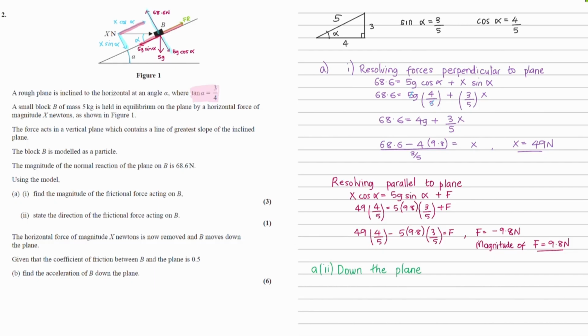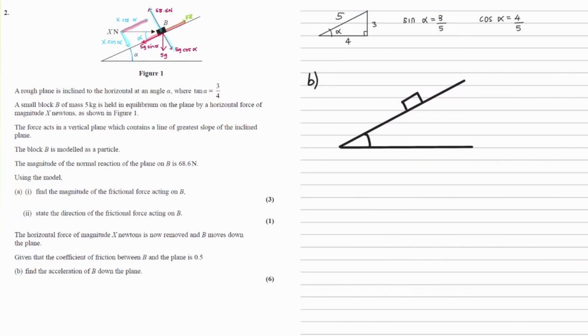We are then told the horizontal force of magnitude x newtons is now removed and B moves down the plane. Given that the coefficient of friction between B and the plane is 0.5, part B says find the acceleration of B down the plane. So because x is now removed, we would now have to redraw this diagram and put in the values that we know. We already know the weight would be 5g, and the components of this parallel and perpendicular to the plane would also remain the same. So we can put those into the diagram first.